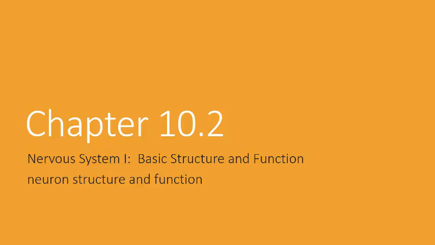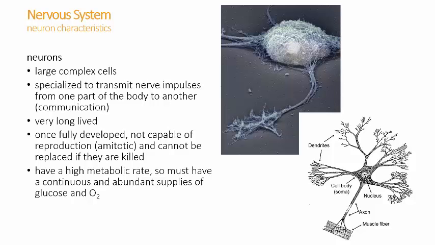So in this video, we'll be looking at the structure and function of neurons, the communicating cell of the nervous system. And so we'll start by talking about the characteristics of a neuron. These are large, complex cells, and their job is to transmit signals via a nerve impulse. And we'll talk more about nerve impulses later, but we'll talk about them as action potentials. So they're able to transmit an action potential from one part of the body to another along the axon of the neuron.